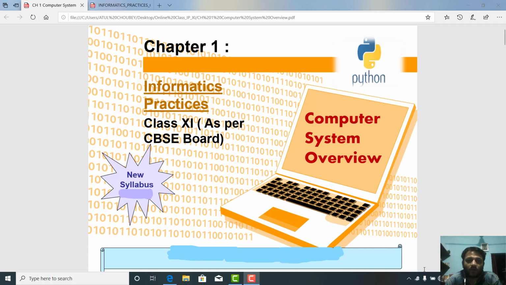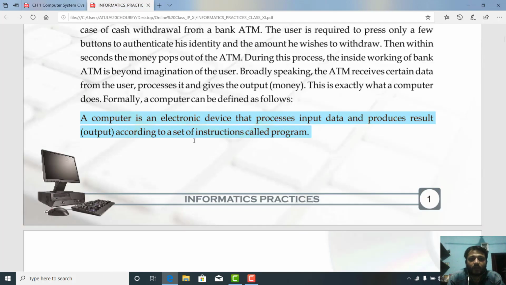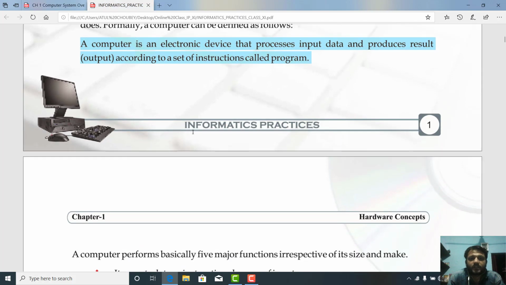First of all, students, you keep notebook and pen to note down the definition of the computer. So keep the notebook, and with this tutorial you also note down the definition of computer. So now let's start. This is the definition of computer.